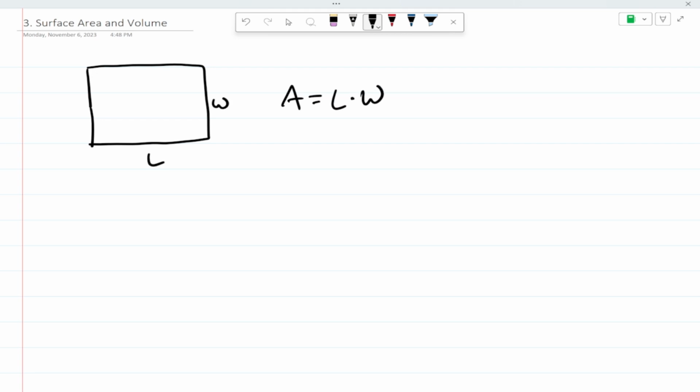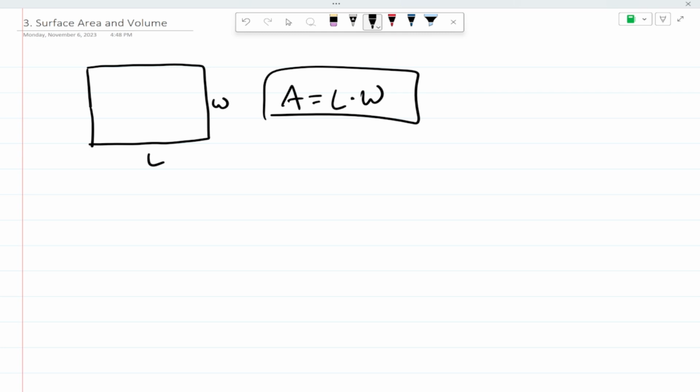Hello everyone. So in this video, we're going to talk about surface area and volume. And this is very straightforward in the sense that we are no longer going to be looking at just flat objects. And what I mean by flat objects would be something like a basic square here. We know the area of a square, if I label the sides length and width, would be length times width. This is a flat object, okay?